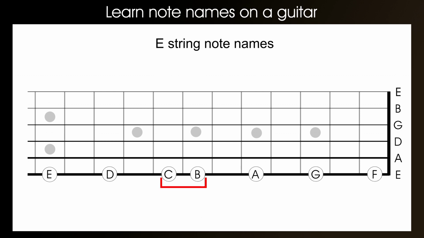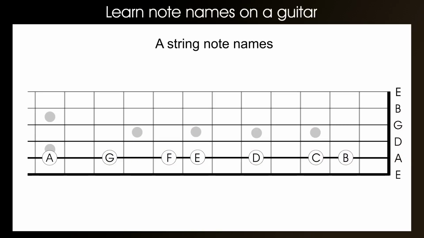Notice the B and the C are next to one another. Also, not so obvious, but the E and the F are also close to one another. By learning the names of the notes on the bottom E string, you're also learning the names of the notes on the top E string. So now you've mastered the names on 2 strings of your guitar.